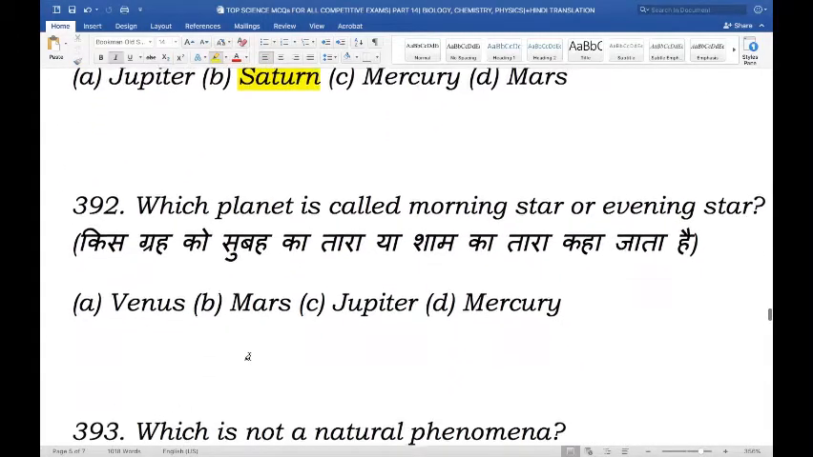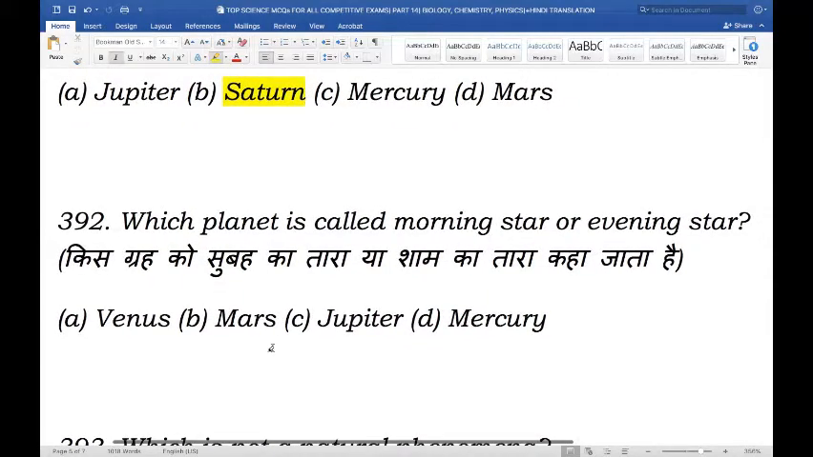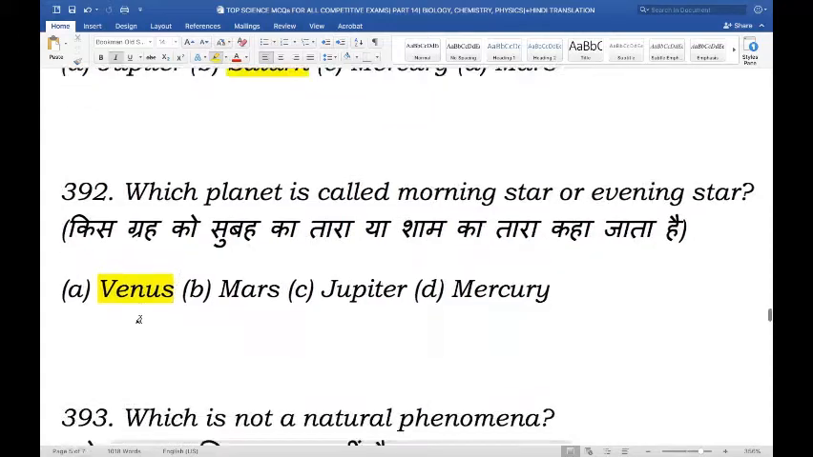Next question. Which planet is called the morning star or evening star? Is it referred to planet Venus, planet Mars, planet Jupiter, or planet Mercury? And the right answer here is planet Venus. Venus shines so brightly that it is the first star to appear in the sky after the sun sets, or the last to disappear before the sun rises.